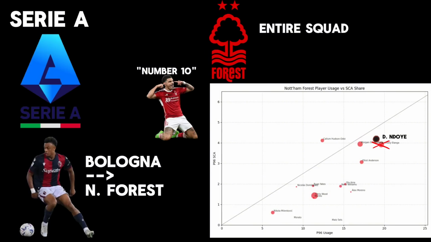Ndoye fits that mold, being successful without needing to use too much of the ball. But Callum Hudson-Odoi actually uses the ball very little. And given that Ndoye won't have a teammate like Orsolini who dominates the ball, we could see Ndoye taking on a bigger role in the team and being a really good player.